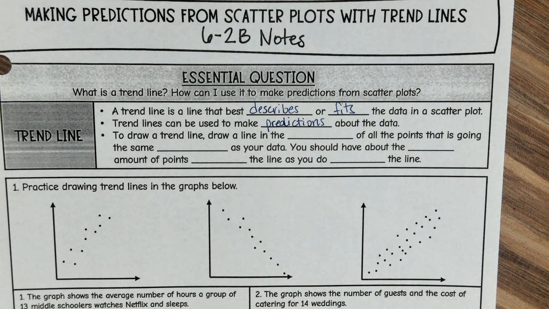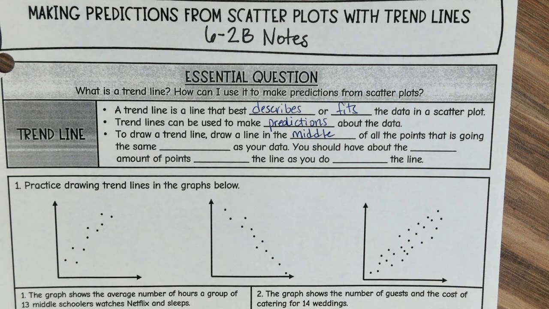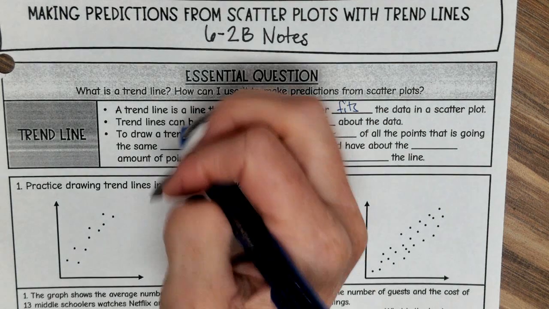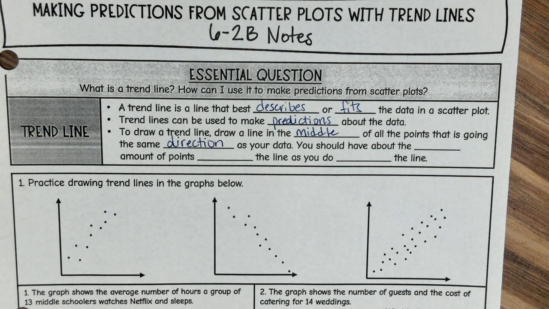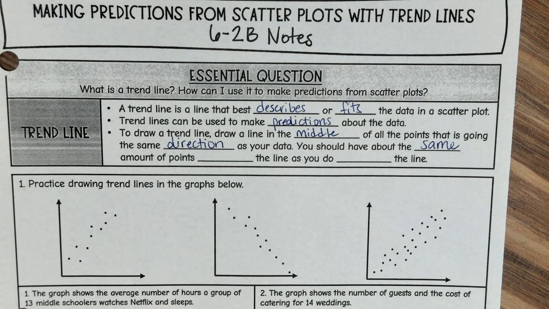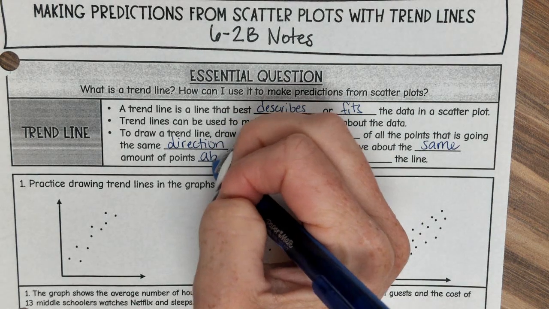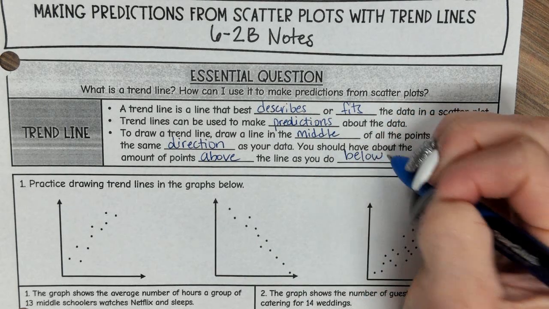To draw a trend line, draw a line in the middle of all the points that is going the same direction as your data. I'll say that again. To draw a trend line, draw a line in the middle of all the points that's going the same direction as the data. You should have about the same amount of points above the line as you do below the line.